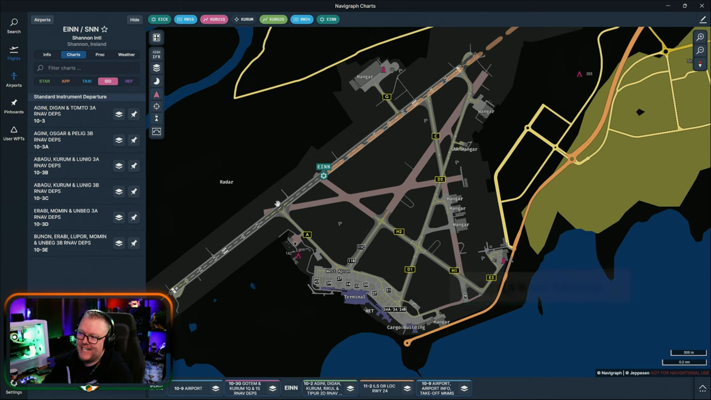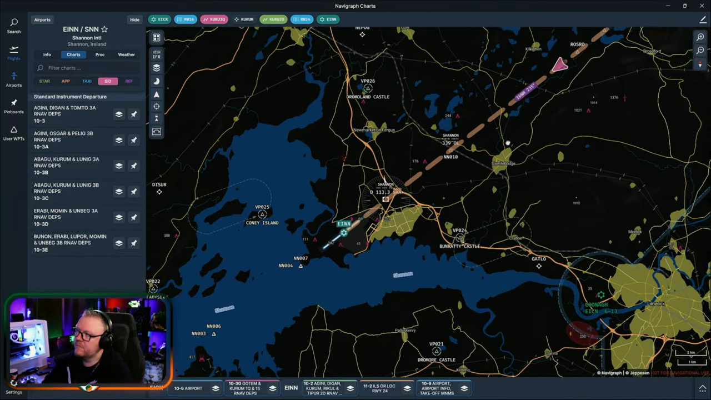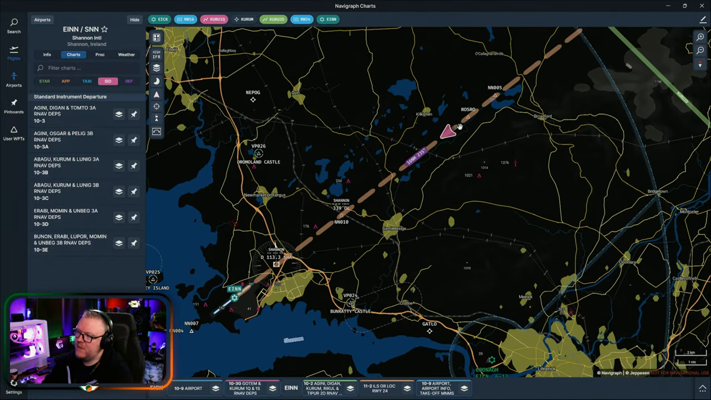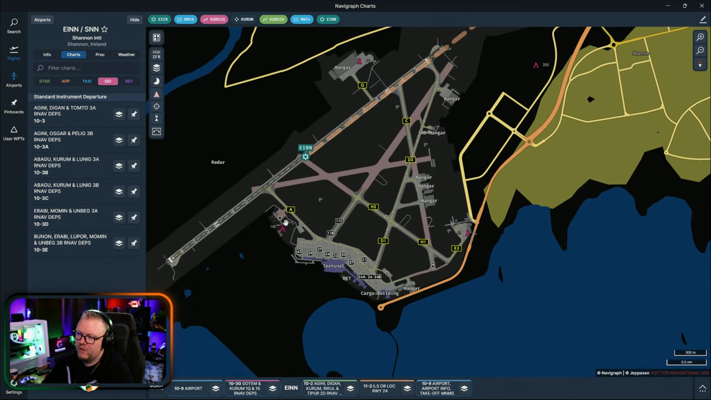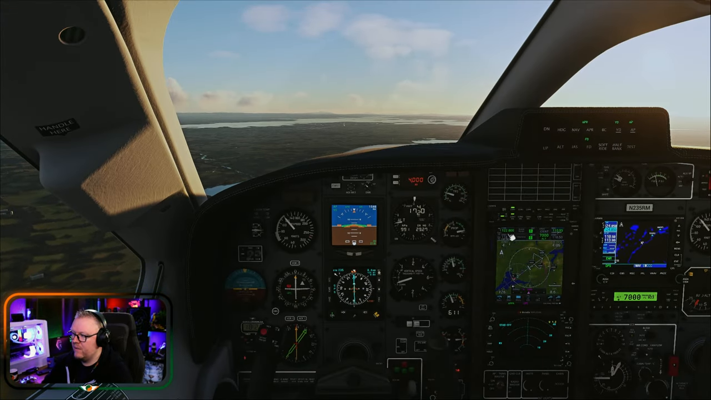Chances are ATC will say exit at Alpha anyway, but your job as a pilot, vacate the runway when able. I'm going to taxi Alpha and then I need to get over to General Aviation Parking. So I'm planning the next few stages of my movement, yeah? We'll be landing now in a couple of moments, and then I'm planning what I'm going to do. For the next stage of this, I'm going to be talking to the ground, yeah?